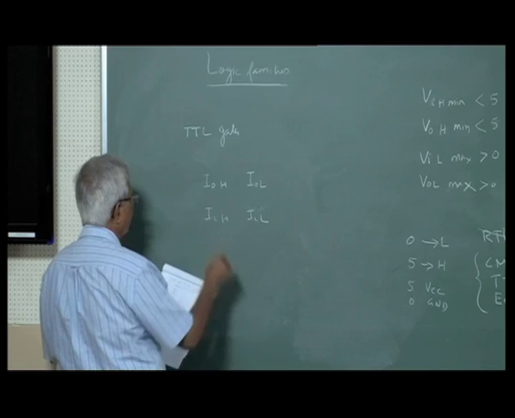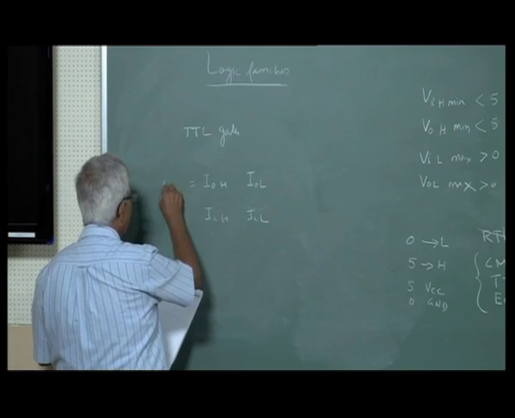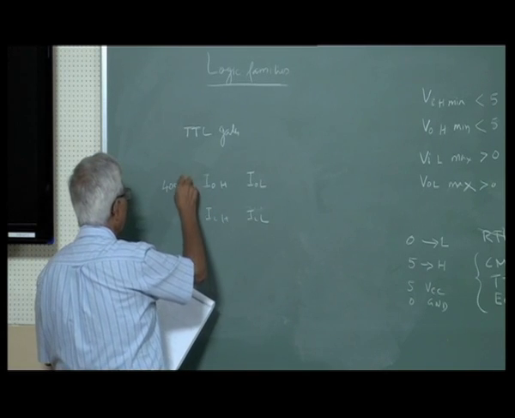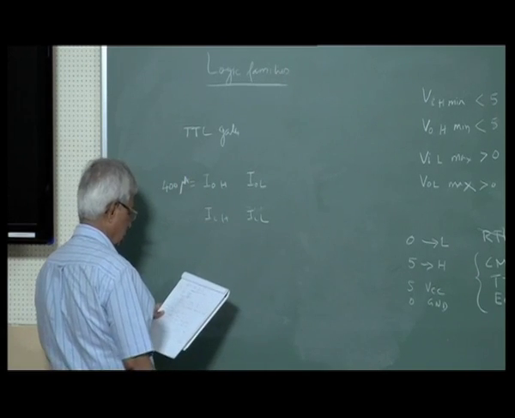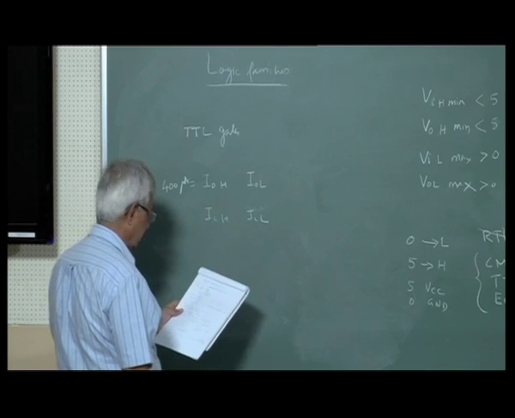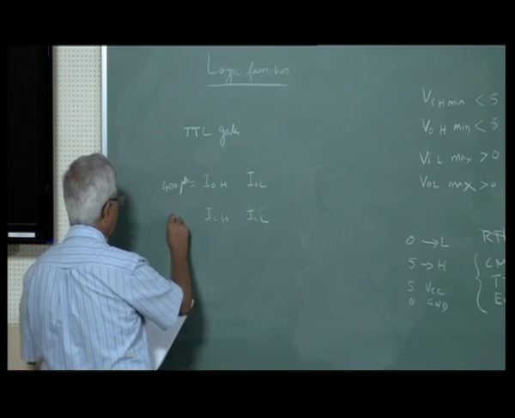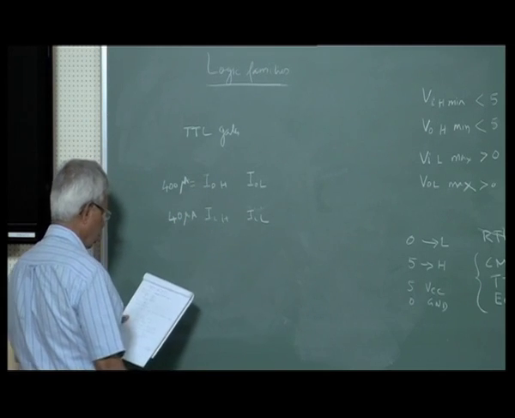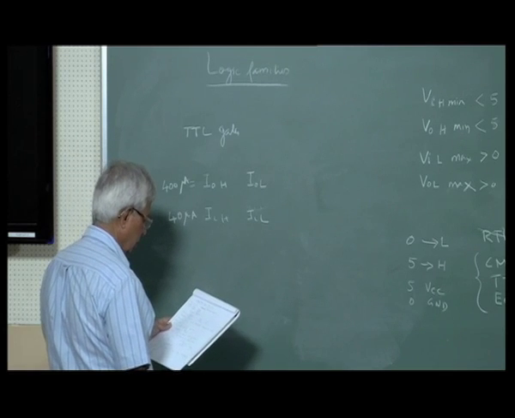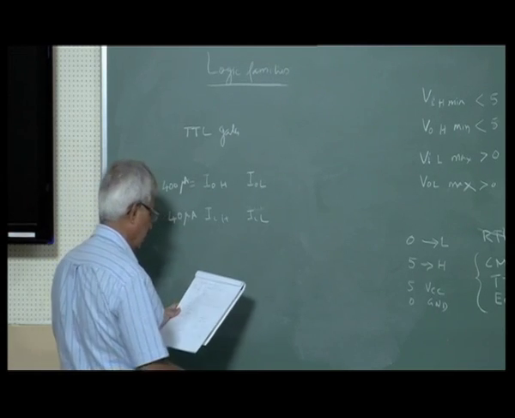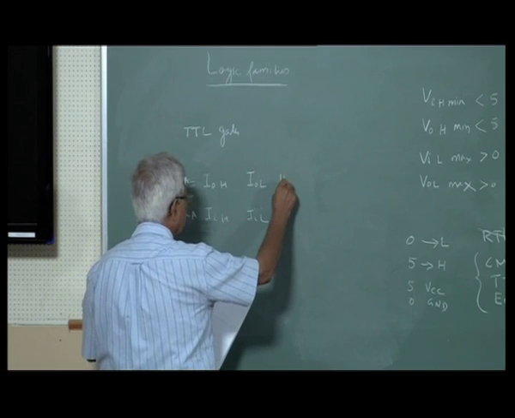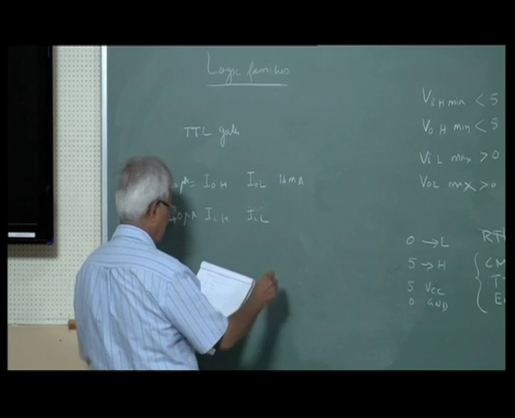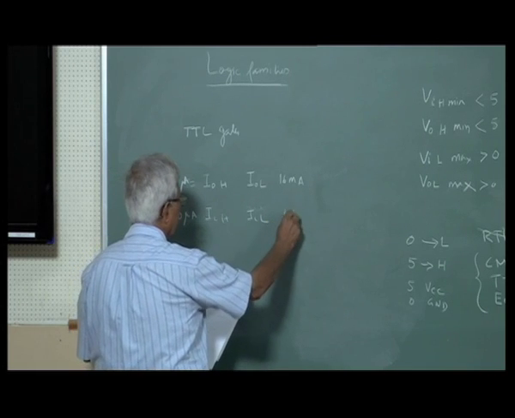IOH is 400 microamperes. IIH is 40 microamperes, input side. IOL is 16 milliamperes. IIL is 1.6 milliamperes.